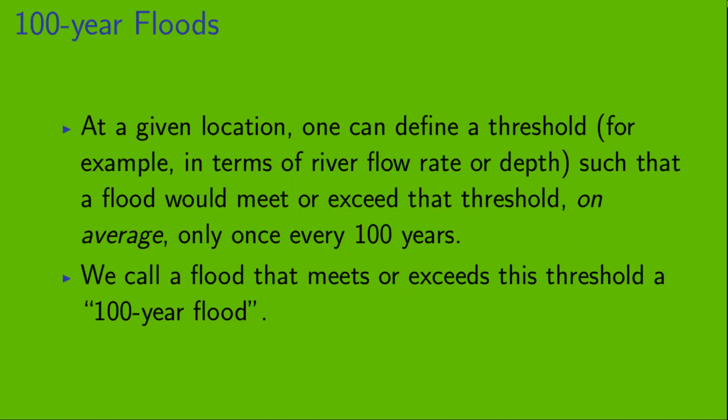At a given location, one can define a threshold, for example in terms of river flow rate or depth, such that a flood would meet or exceed that threshold, on average, only once every 100 years. We call a flood that meets or exceeds this threshold a 100-year flood.